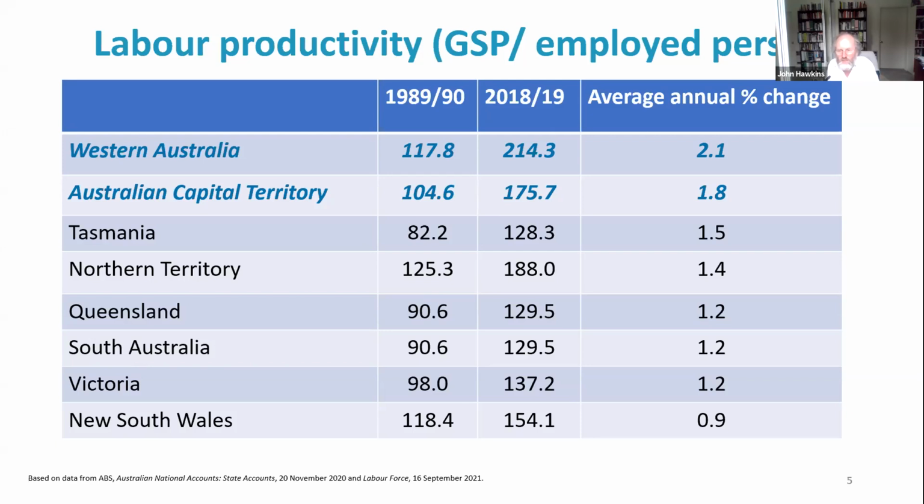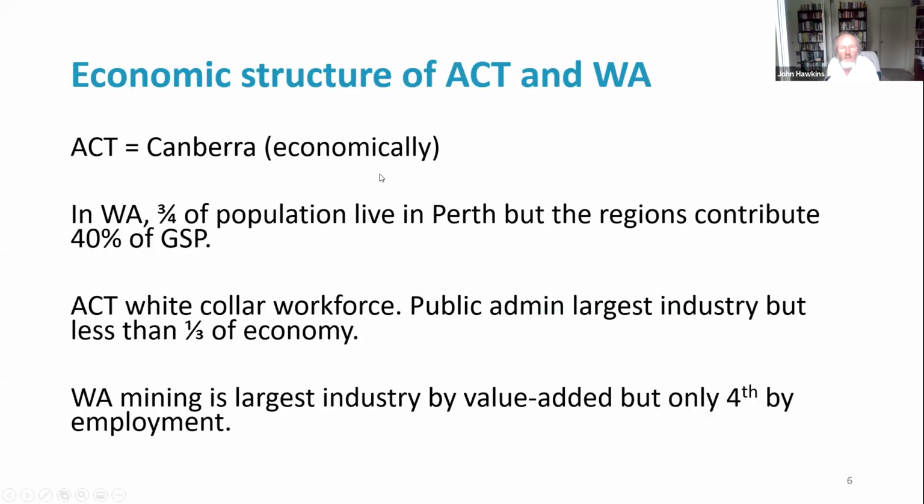It has clearly the fastest growth in labour productivity over this time period. But once again, the second highest growth rate's the ACT, and it's now the third highest labour productivity. So whatever WA is doing, the ACT is either doing something that's almost as effective or doing the same thing. But obviously WA and the ACT have vastly different economic structures.